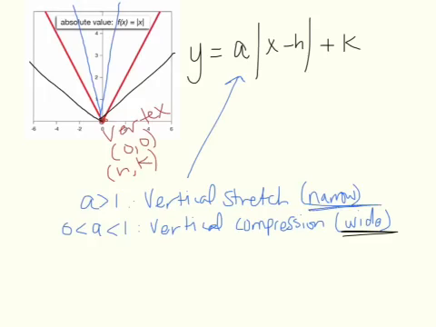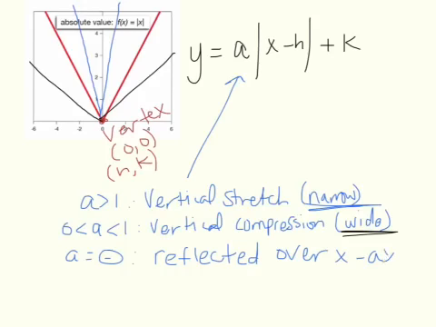And then the final thing about the a is if it's a negative number, then it's going to reflect over the x-axis, which means it will flip upside down. So it will look like an upside down V. That's what our a tells us. So our a tells us a lot of things we'll have to remember.